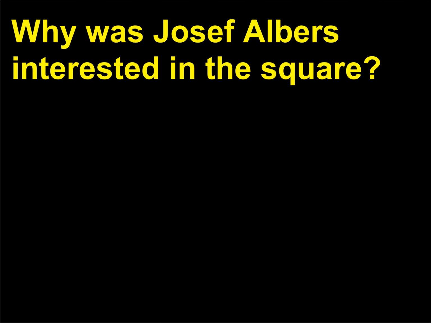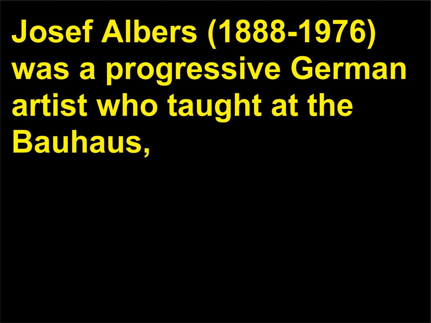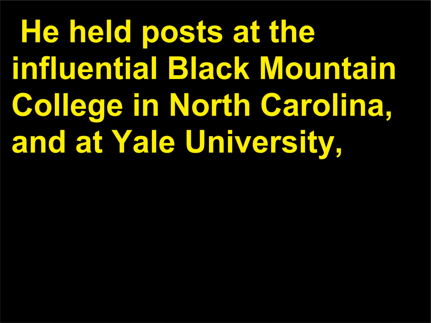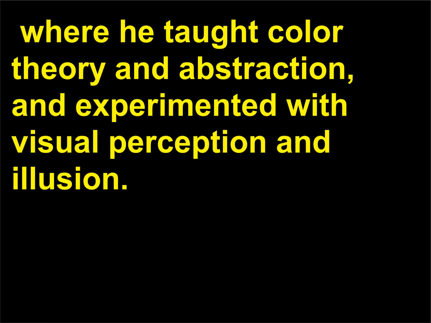Why was Josef Albers interested in the square? Josef Albers, 1888 to 1976, was a progressive German artist who taught at the Bauhaus, and went on to become one of the most influential art teachers in the United States. He held posts at the influential Black Mountain College in North Carolina, and at Yale University, where he taught color theory and abstraction, and experimented with visual perception and illusion.